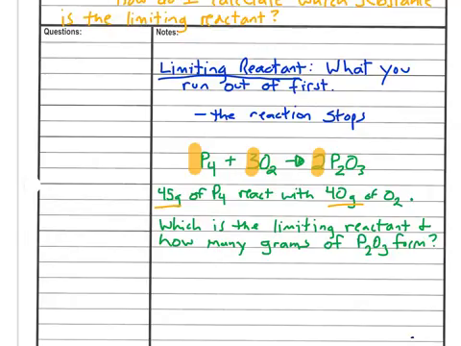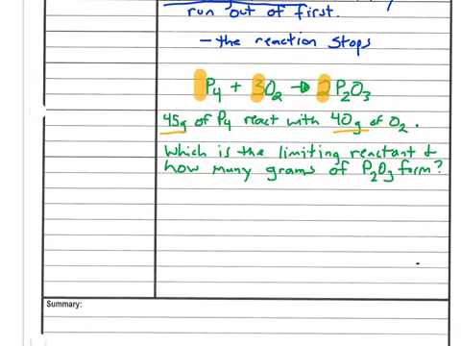So the first thing that we need to do is we need to figure out how many moles of each of these do we have. I know from my equation that I need 3 times as much moles of oxygen as I have P4 in order to get P2O3. So let's figure out how many moles I have. So that'll be my first step. We'll label it right here. Step 1. So we're going from grams to moles.